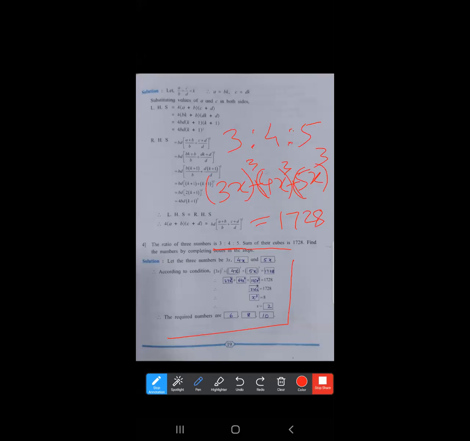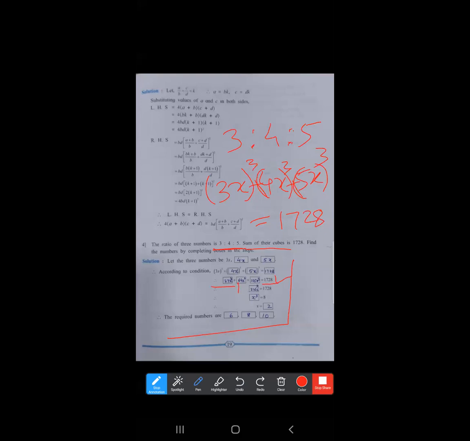So in the second step, it will be 4x the whole cube plus 5x the whole cube equals 1728. In the third step, the cube of 3 is 27, so it will be 27x cube plus 4x cube. The cube of 4 is 64, so 64x cube plus 5x cube, and the cube of 5 is 125. So plus 125x cube equals 1728.